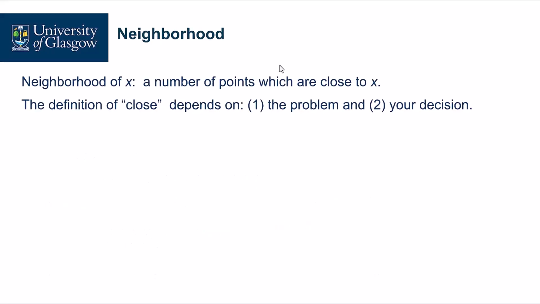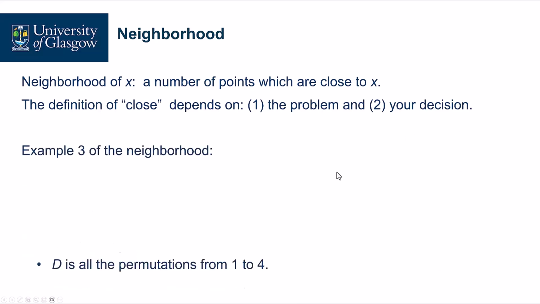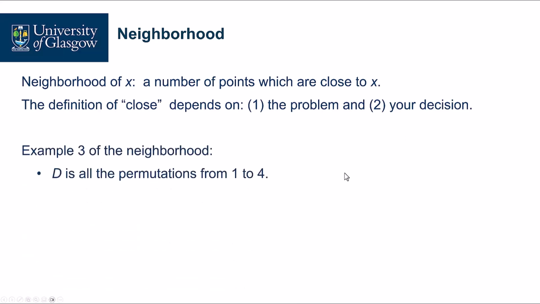Now another kind of neighborhood, for permutations, right? Let's see if we have a permutation, with D from 1 to 4. So 1, 2, 3, 4, 1, 3, 2, 4, etc. All the permutations. Considering this problem, how do we define the neighborhood of a candidate solution?